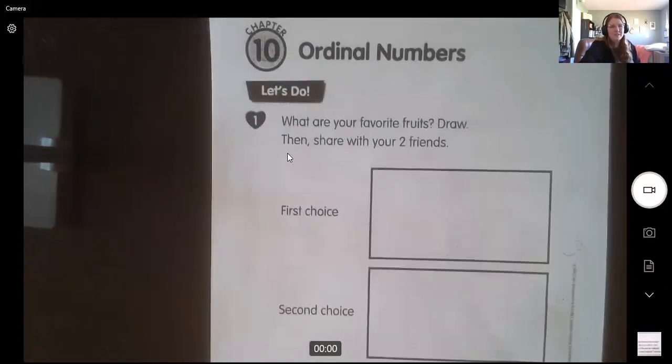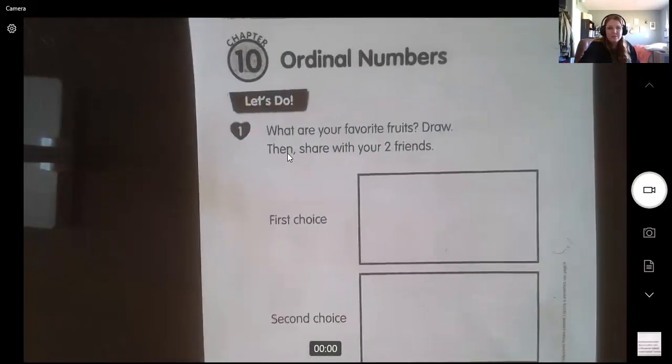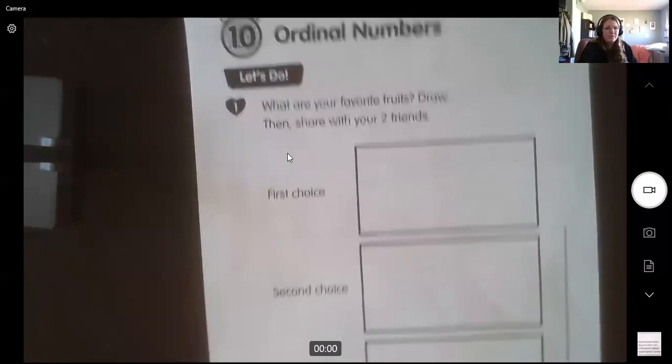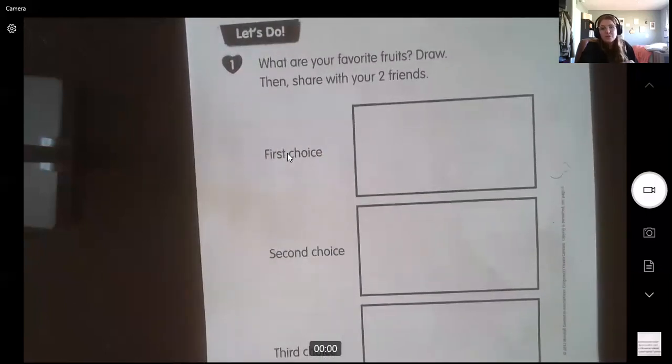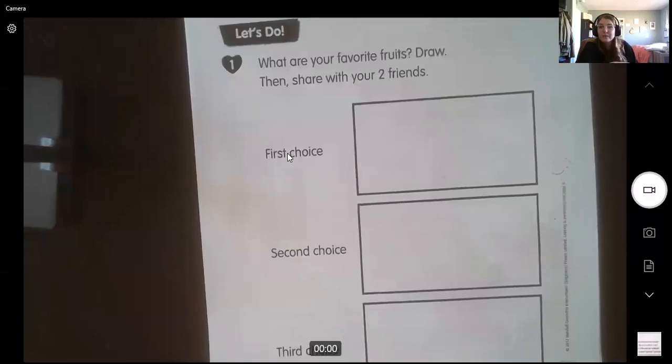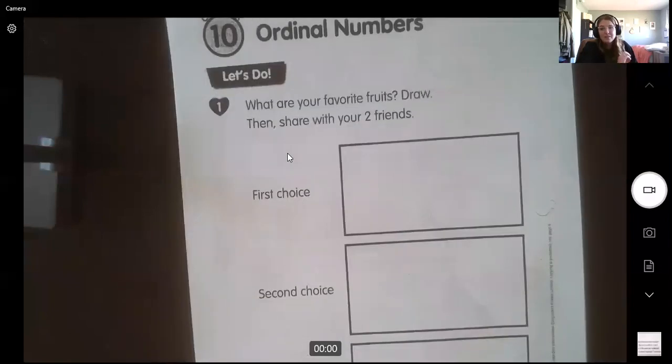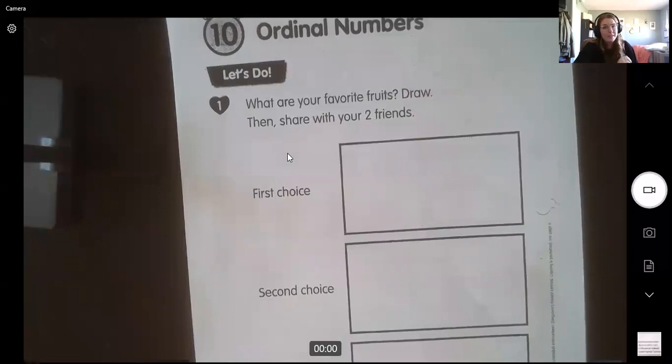So, let's read this Chapter 10, ordinal numbers. What are your favorite fruits? Draw, then share with your two friends. Again, you don't have to do the sharing with two friends part, but what's their first choice? What's their favorite fruit? They should have learned that from what they're learning in math this week. Second choice, third choice. Again, if you already did these, just erase it and do it again. If you need a new copy of the math pages, let me know. I'd be glad to send them over.